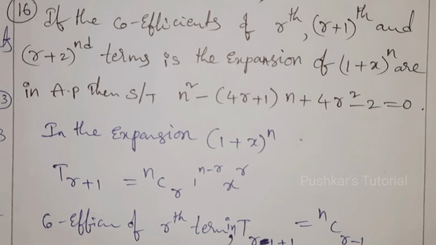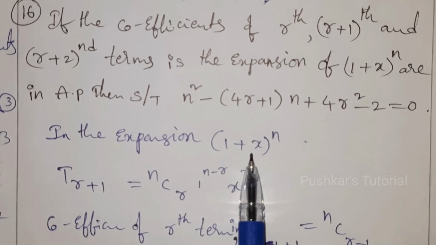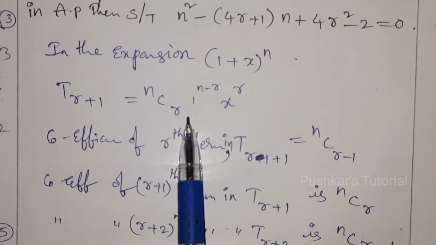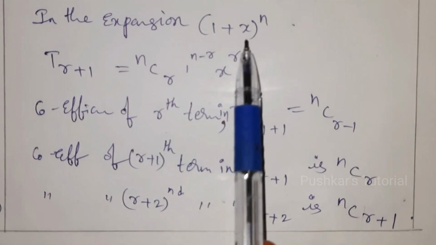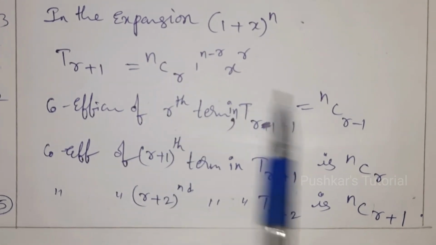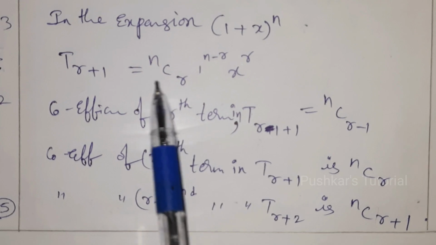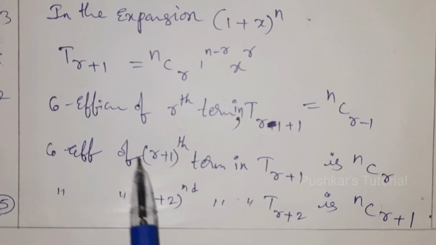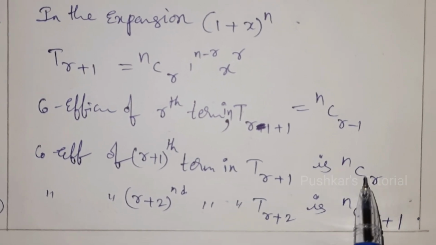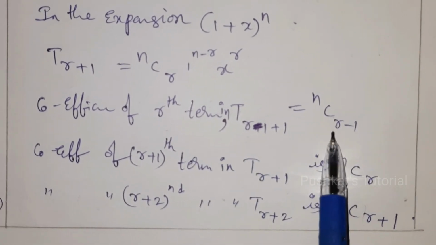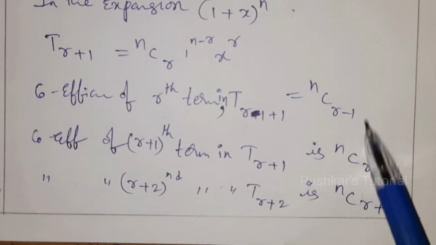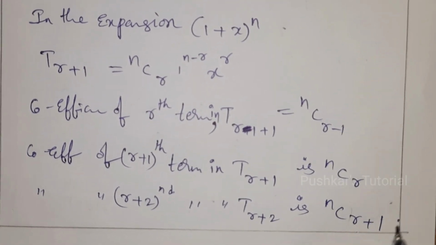Very important problem, with confusion. In the expansion of (1 + x)^n, T(r+1) equals nCr: first term 1 to the power n minus r, second term x to the power r. The coefficient of x^r is what? nCr. So the coefficient of the (r+1)th term is what? Here nC(r-1), next nCr, next nC(r+1), taken in sequence order: one is less, one is more.